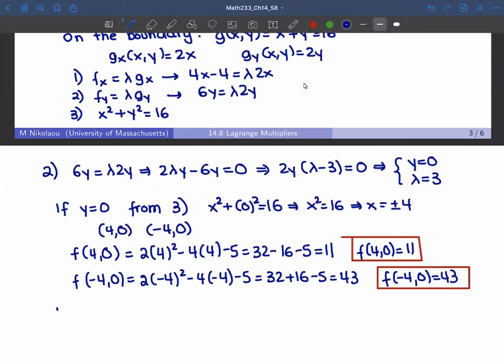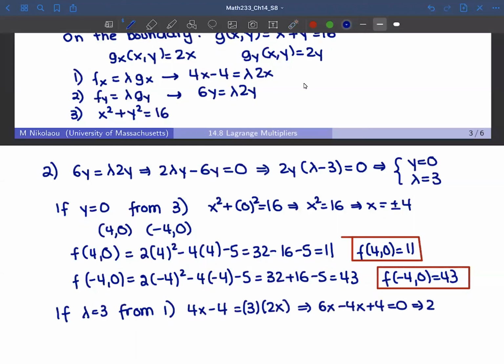So if lambda is equal to 3, from equation 1, we just plug lambda equals 3 into this equation, and we'll have 4x minus 4 is equal to 3 times 2x. So that gives us 6x minus 4x plus 4 is equal to 0, which means that 2x plus 4 is equal to 0, and that means that x is equal to negative 2.